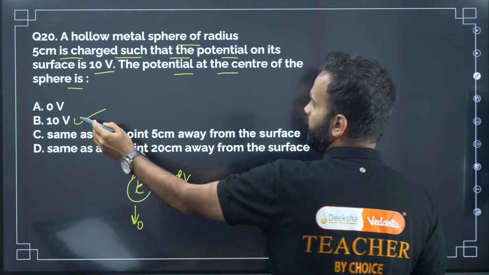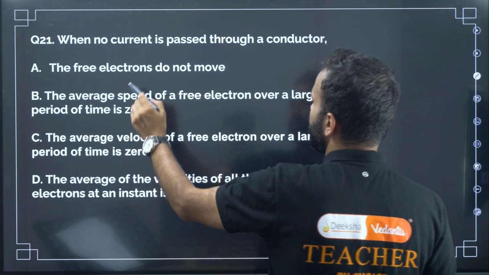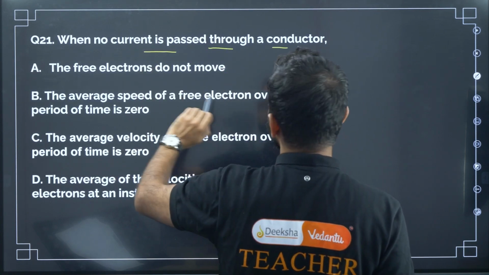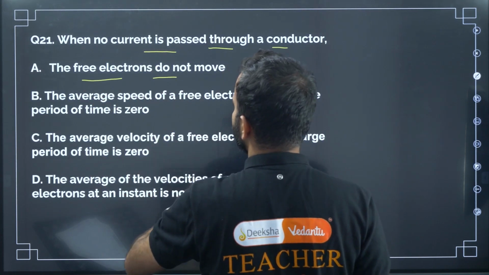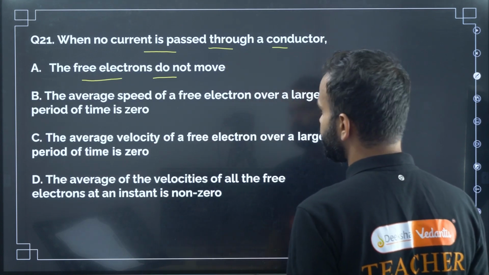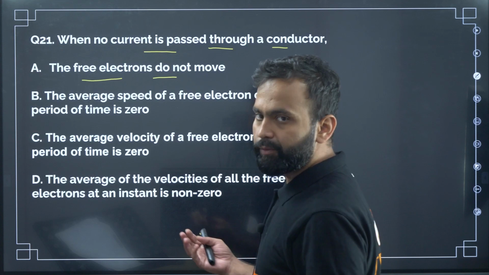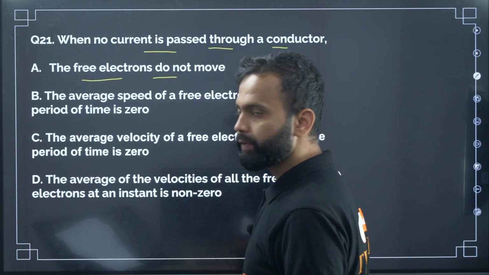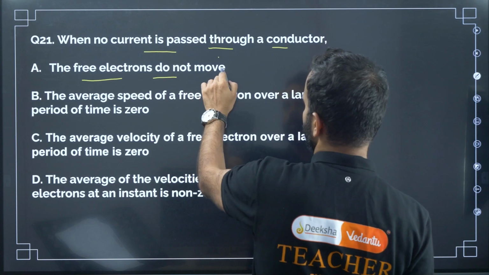So the potential will be 10 volt only. Okay. Next question, question number 21. When no current is passed through a conductor, the free electrons do not move. It will move. The free electrons are moving. The motion of the free electrons is random. So option A is wrong.